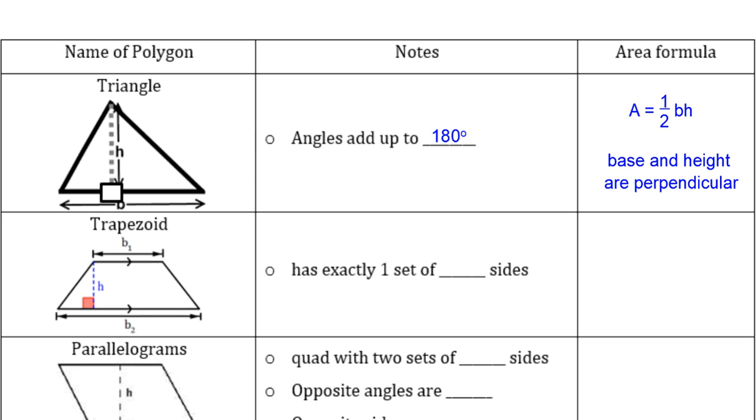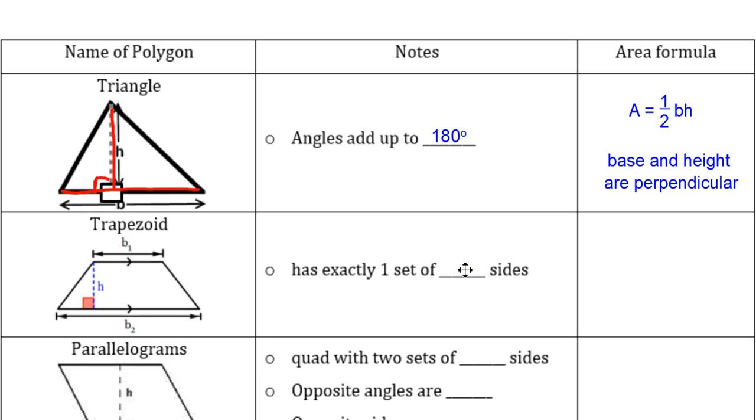So we can see in the picture over here on the left, this square is a little off, but it's saying that the base and the height, they make right angles. Okay, so this is always going to be the case for the base and the height in any polygon, not only in triangles. The next type of figure we want to talk about is the trapezoid.